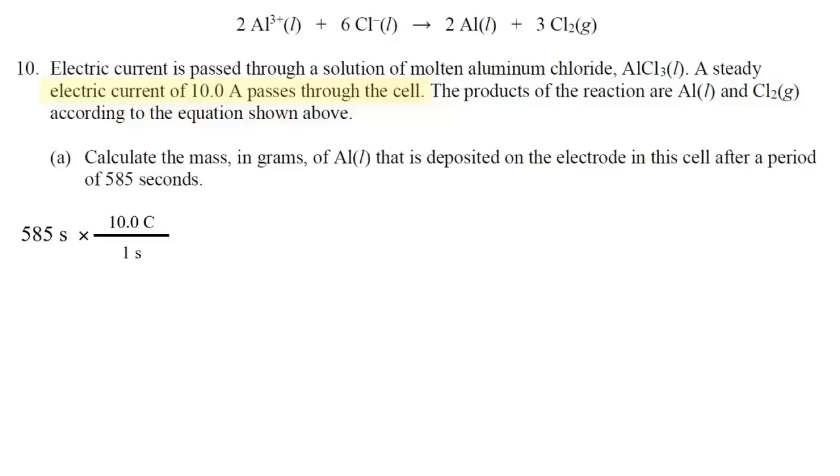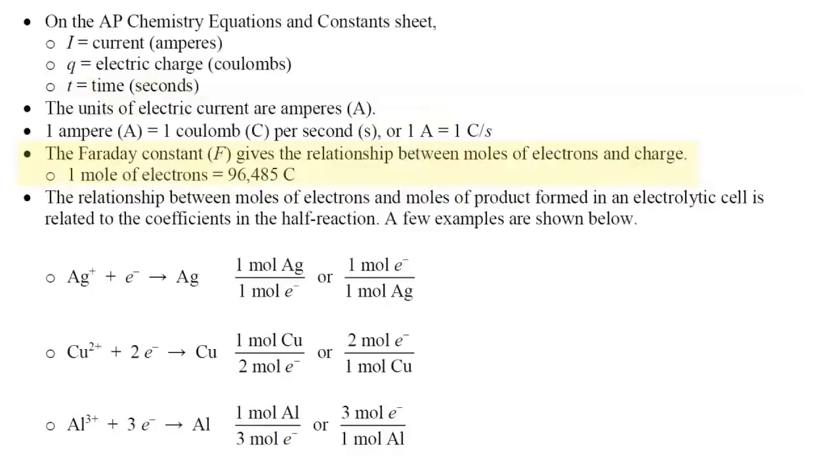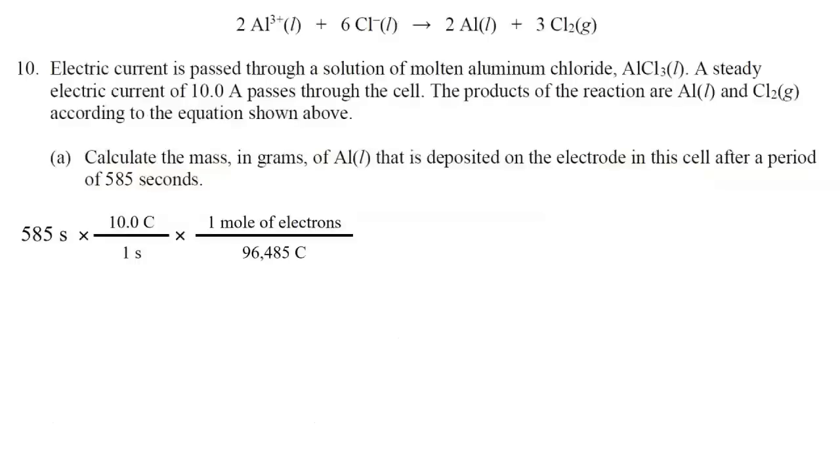So the next step in the process is to go from coulombs to moles of electrons. The Faraday constant tells me that for every 1 mole of electrons, there's 96,485 coulombs. I'm going to put coulombs on the bottom to get that unit to cancel out. And if I did this math, I would have seconds converted to coulombs and then coulombs converted to moles of electrons. But look at the balanced equation.